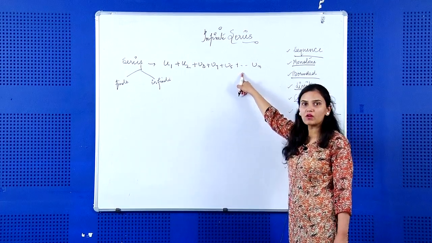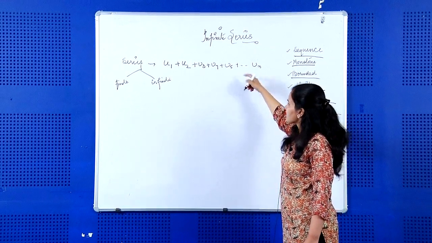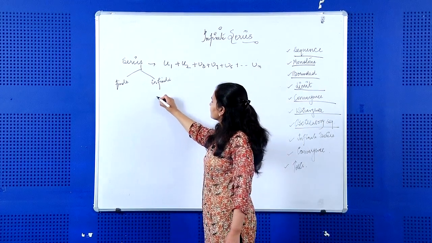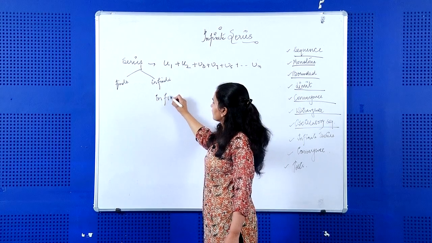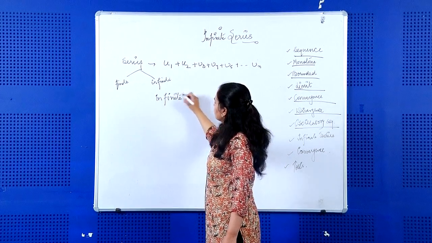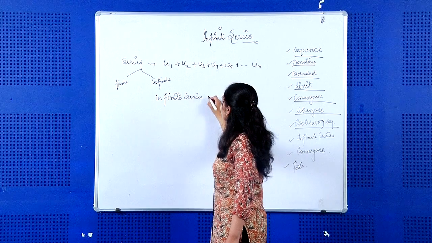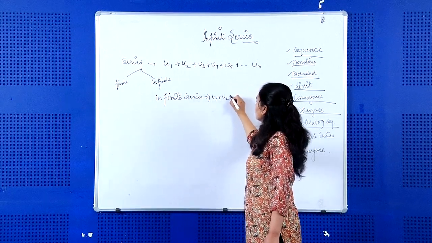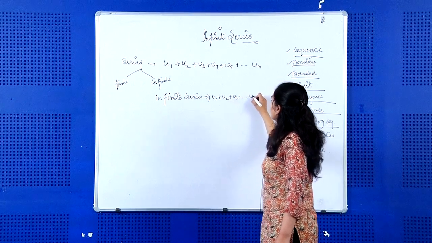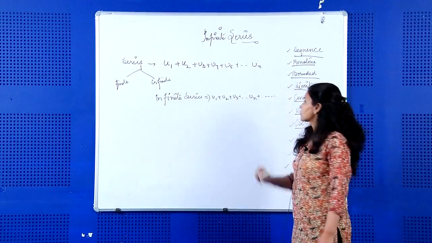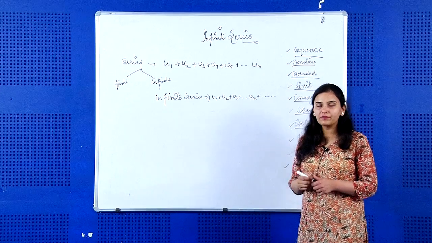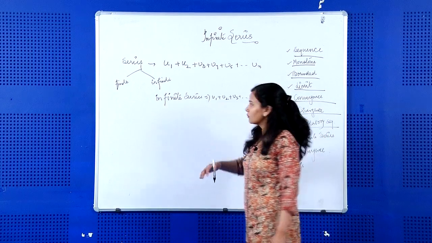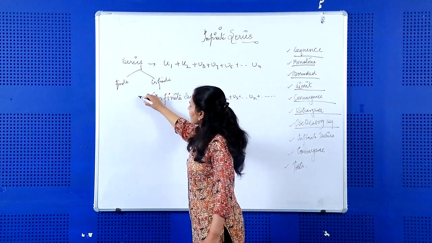The one I have written above is an example of a finite series, since we have n number of terms there. For an infinite series, we write it down like U1 plus U2 plus U3 up to UN and so on. This is an example of an infinite series. This is a finite series, this is an infinite series. In our entire module we will be dealing with infinite series.